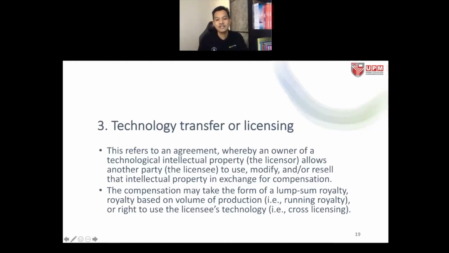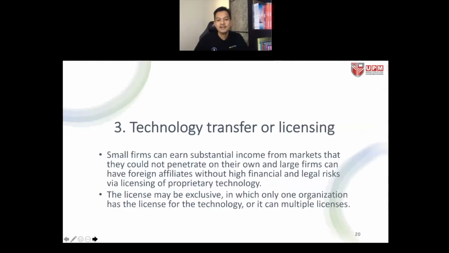use the licensee's technology, or cross-licensing, meaning that sometimes when you license to a company, it is not just sole licensing. It can be licensed to another party, right? So it depends on the agreement between the licensor and the licensee, right?